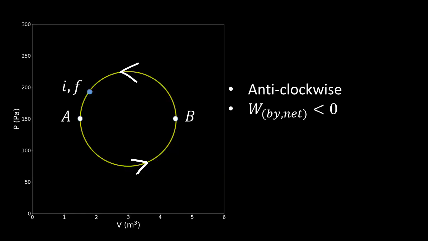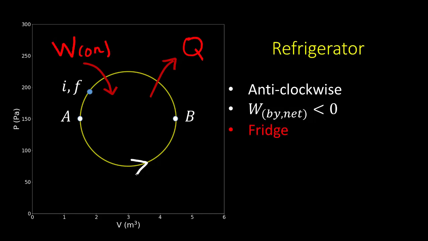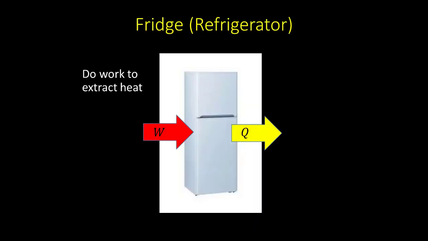If the direction is anti-clockwise, then the magnitude of the work done on the gas in the compression is larger than the work done by the gas in the expansion, so the net work done by the gas and the net heat added to the gas are negative. The net work is minus the area enclosed by the cycle, so net positive work is done on the gas, and an equal amount of net positive heat is rejected from the gas. This is the physics basis of a refrigerator, or a fridge, which is a device that uses work to extract heat.